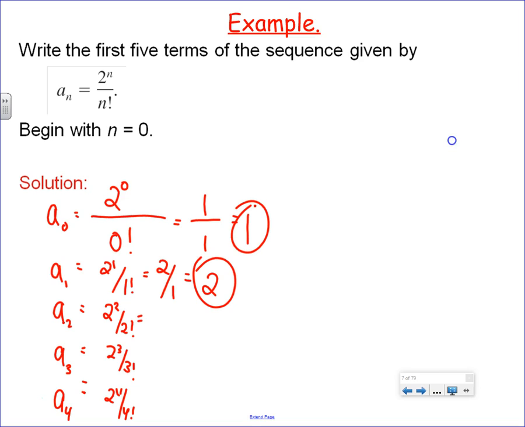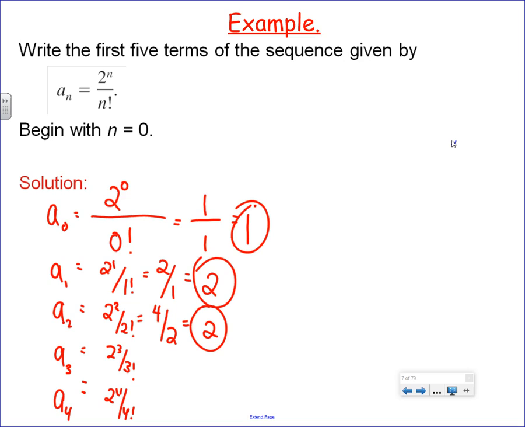Okay, hold on. 2 squared is 4. I'm sorry, I'm asking about the denominators. 2 factorial is 2 times 1, and 2 times 1 would be 2, right? The final answer is 2. I'm asking if you know how to do the factorials. I apologize. 2 squared is 4. Good. 2 factorial is 2 times 1, or 1 times 2, which is 2. Now, yes, divide, it's 2.